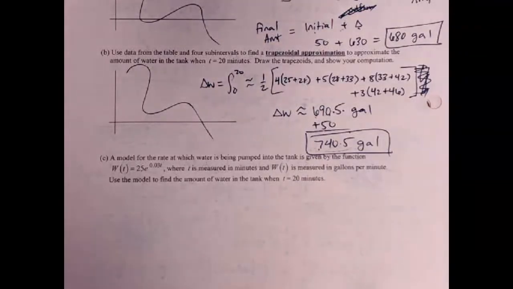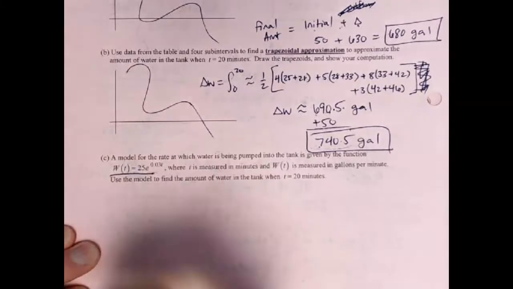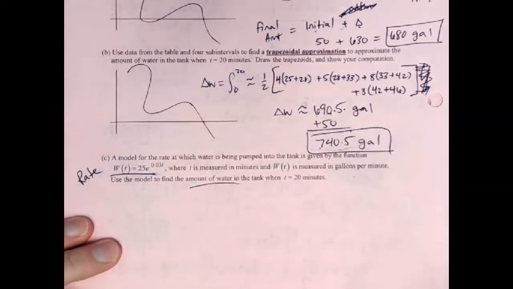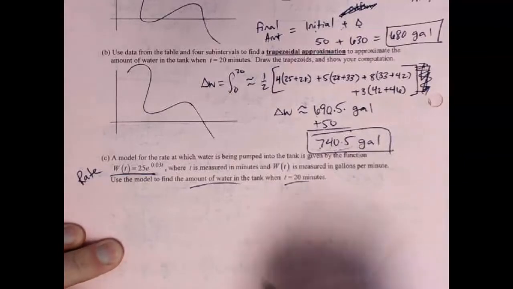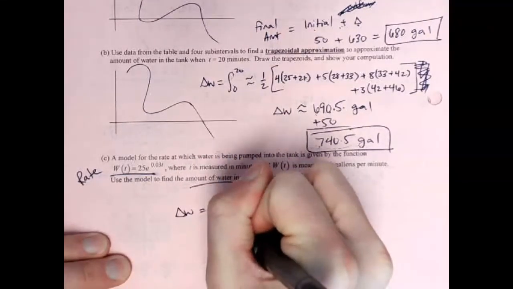Okay, so let's look at part C. It says a rate function no longer going to be estimated by these data points in the table. Now it just gives me the function, right? So that's my new rate. So it says find the amount of water when time equals 20. Okay, so here we're going to again find the change in water, which for us would be the integration.